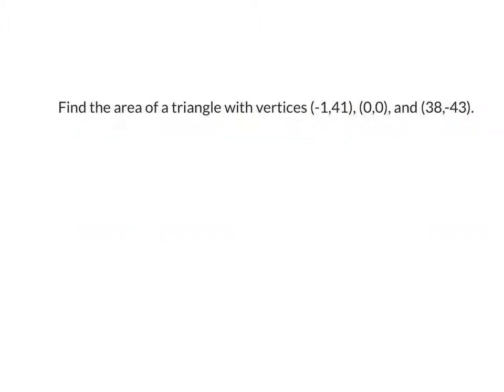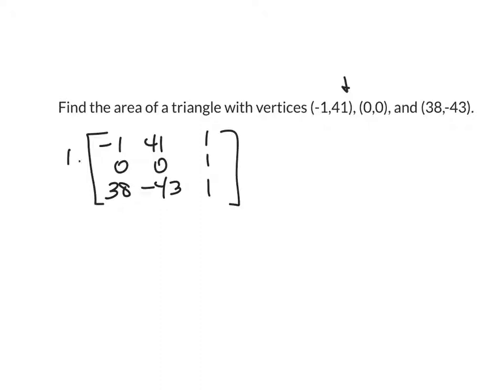Okay, this one says find the area of a triangle. I'll put some big numbers in here, which is a mistake on my part. I'm going to take the first point, -1, 41, and put it in there. The second point is 0, 0, thank goodness. The third point is 38, -43. Your third column is always 1s, and we're going to put a 1/2 in the front as a scalar. I probably should have put straight bars there because it is a determinant. That's what I'm going to work out.